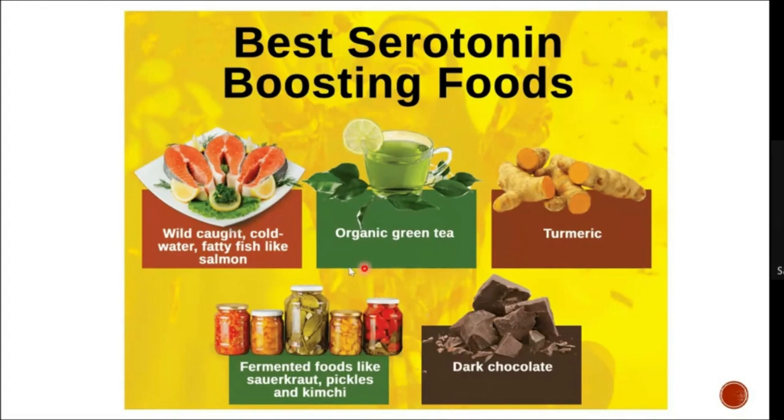So anyway, this is about some of the foods which I've downloaded from the internet. You are better readers there. You can go and try to explore what you should eat to remain very happy.